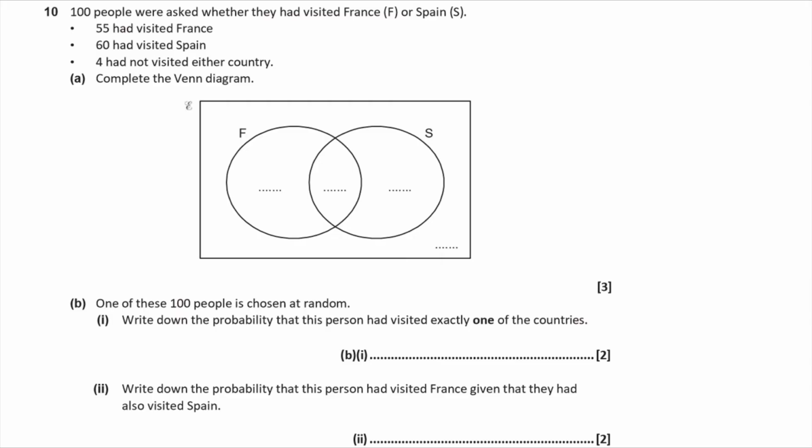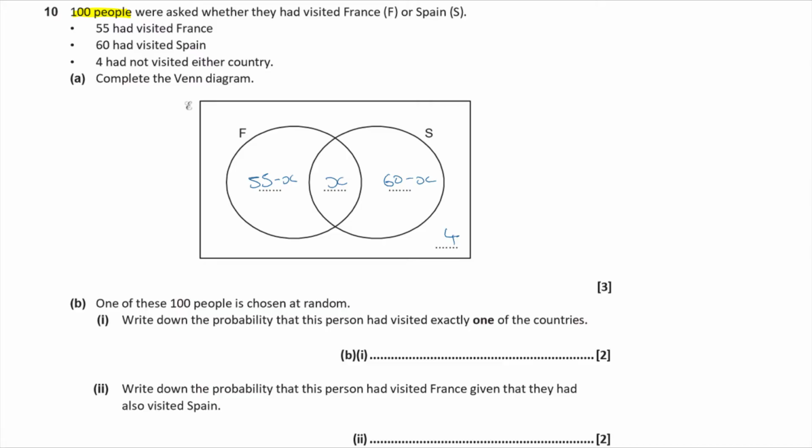Let's say the overlap between the two is X. Then the number of people in the France only area is going to be 55 minus those people in the overlap, and the people who are Spain only are going to be 60 minus that overlap. And I know I've got 4 outside, and I know that all 4 of those zones need to add up to the total number of people overall, which is 100.